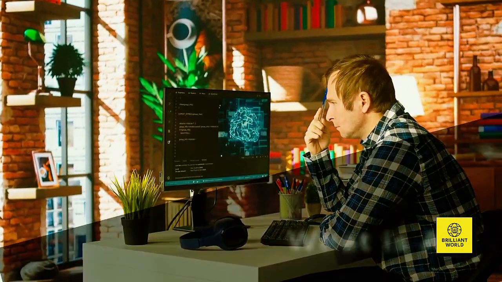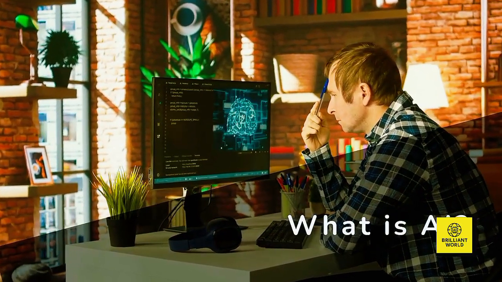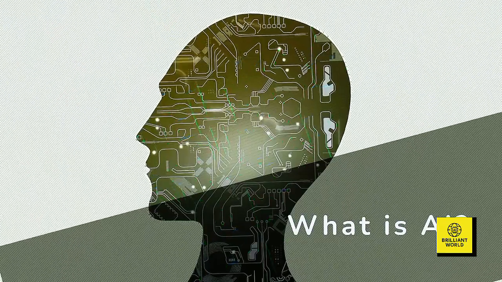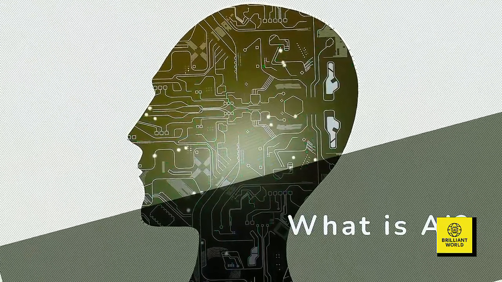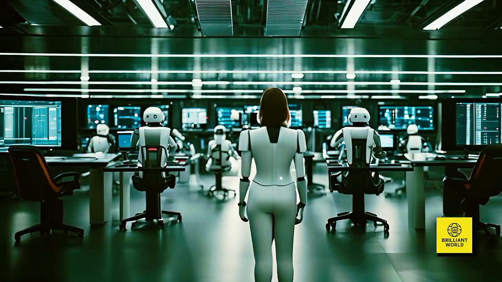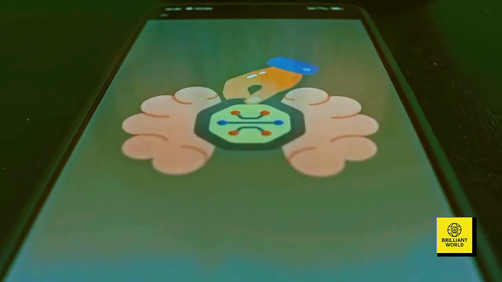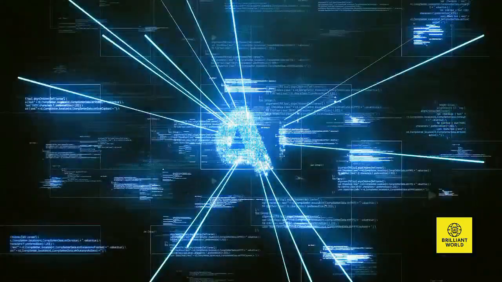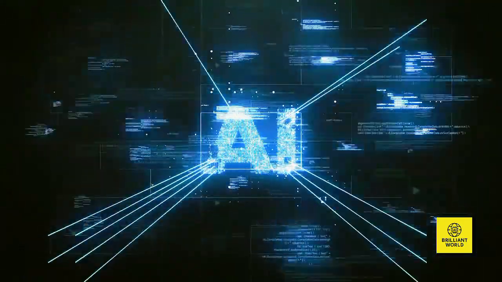Artificial intelligence, AI, is essentially teaching computers to think and learn like humans. It's about creating machines that can solve problems, make decisions, and even understand language. Think of it as giving computers a brain boost. AI isn't just one thing, it's a broad field with different approaches and capabilities. Understanding these differences is key to grasping the true potential of AI. So, let's dive into the main categories.